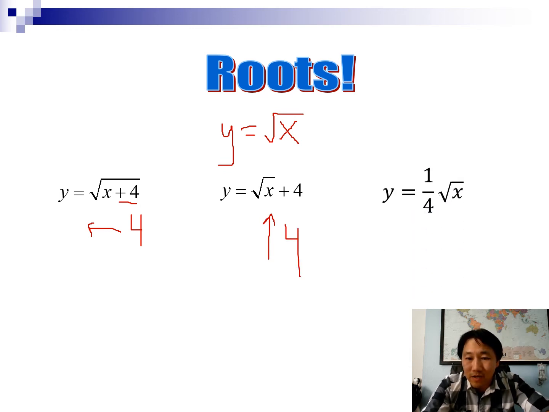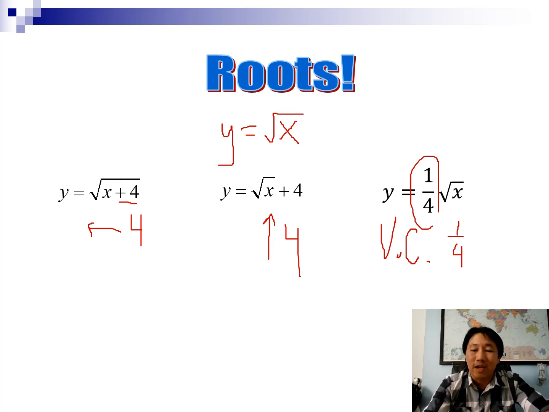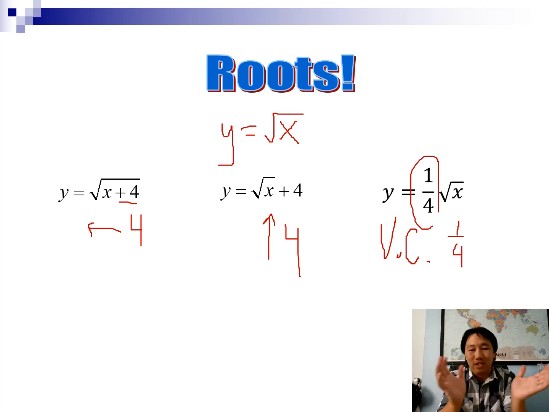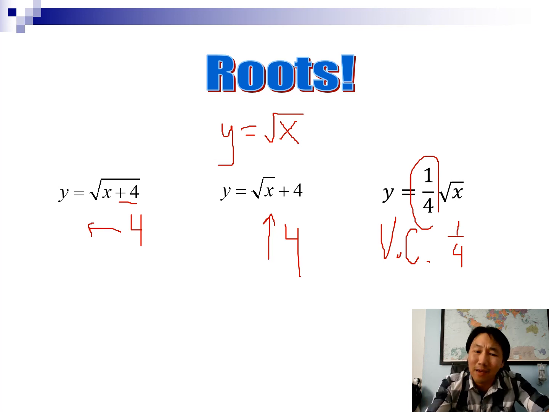And then what if I put a 1/4 multiplying it? It's just vertically compressed by a factor of 1/4. Is that what you say? Vertically compressed. You squish it, it gets wider. All right, so the same rules apply to square root equations. Kind of cool.